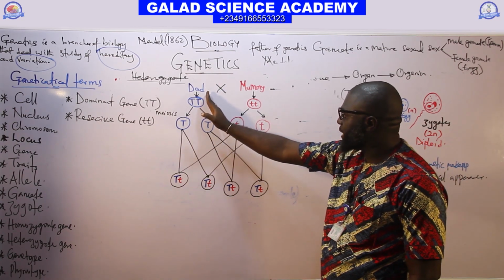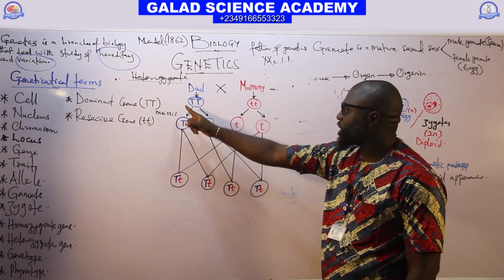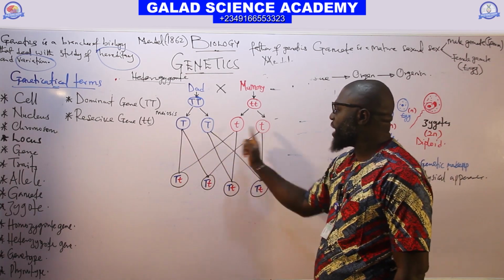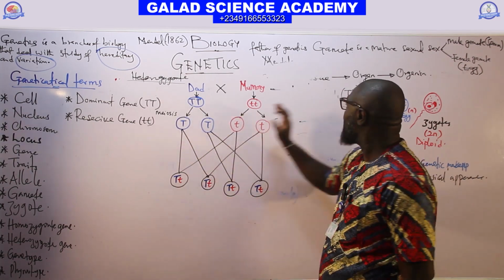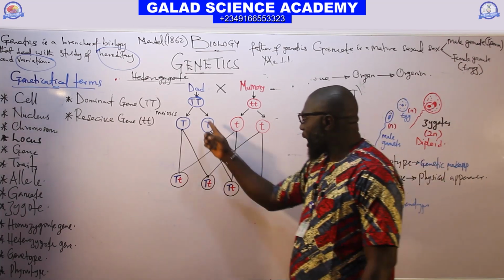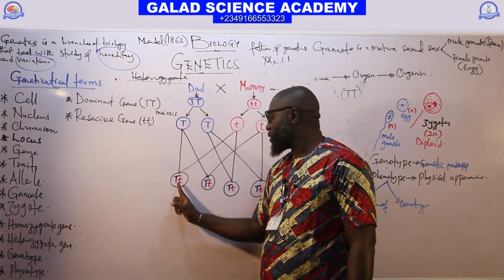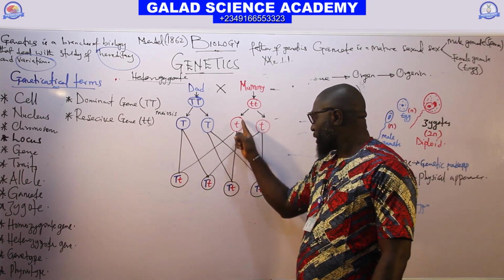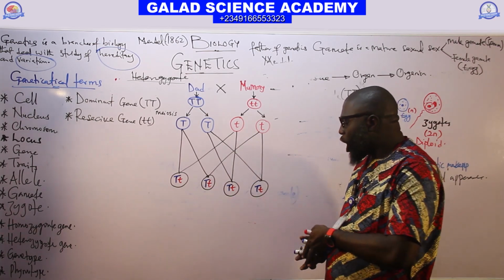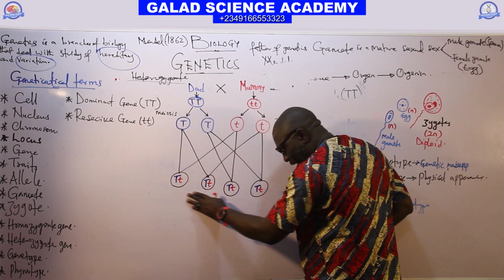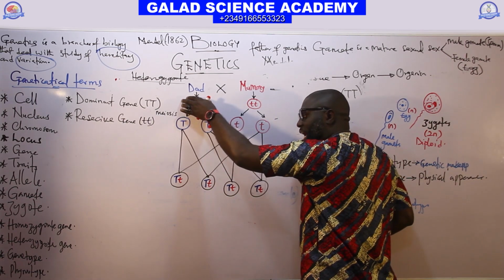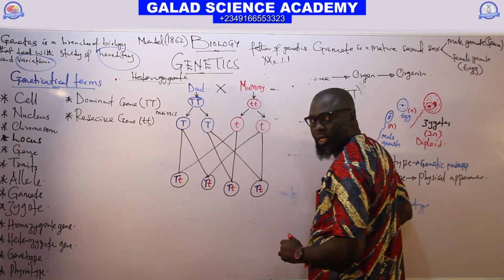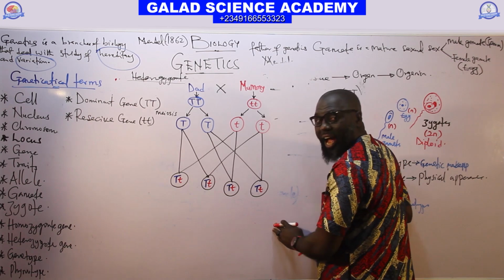This is daddy, this is mommy. Cell division occurs, and this T splits into these. All of these are gametes, like sperm and egg. When this gamete fertilizes this gamete, we have this. Then it fertilizes this, we have this. And all the children here come from a tall dad and a short mom, both of them homozygous.